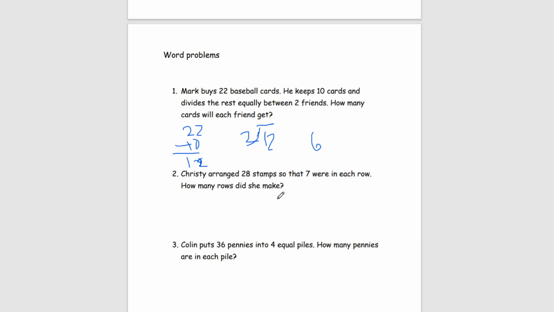Number 2, Christy arranged 28 stamps so that 7 were in each row. How many rows did she make? So we're going to just use the subtraction method that we learned previously. We're going to do 28 minus 7, which is 21. Then subtract again, we get 14. Subtract again, we get 7. And subtract again, we get 0. So that's 1, 2, 3, 4 times. That tells us that she made 4 rows in total.